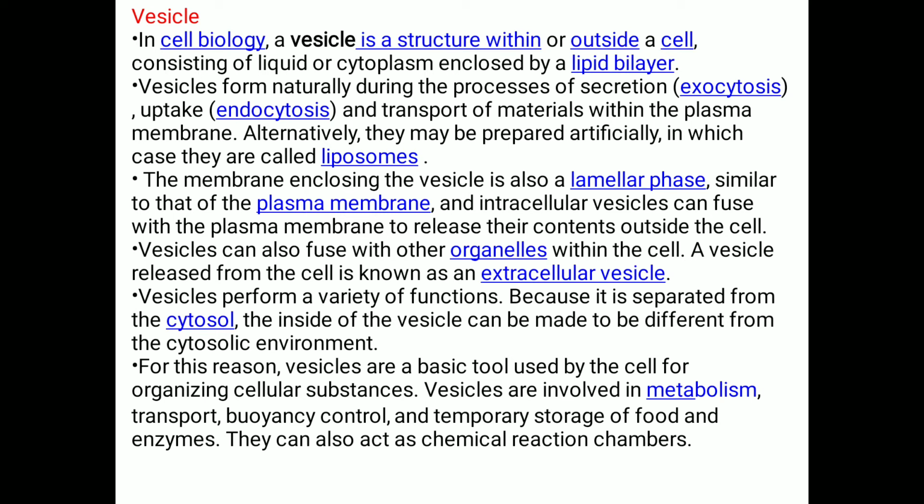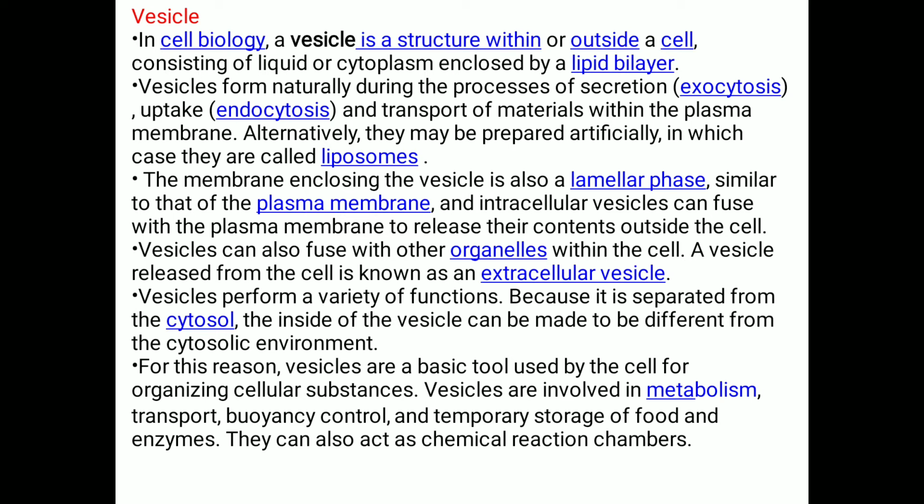Vesicles can fuse with other organelles within the cell. A vesicle released from the cell is known as an extracellular vesicle. Vesicles perform a variety of functions.